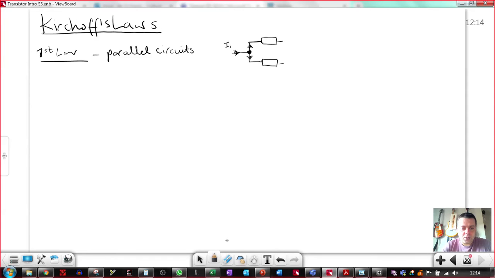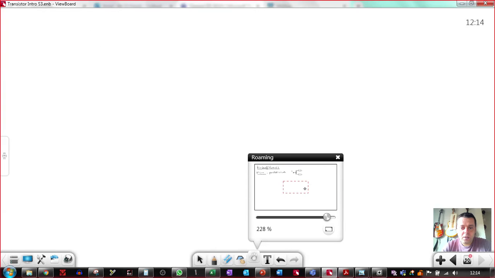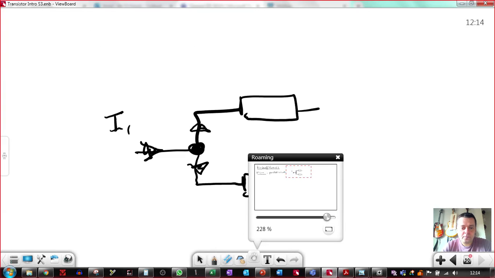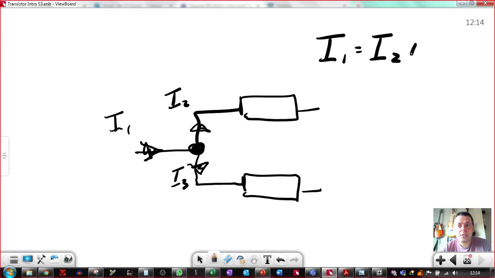Okay, so you could think of this as being I1. Let's zoom in on that a wee bit, make it a wee bit easier to see. Think of that as being I1. You could think of this one as being I2. You could think of this one as being I3. So Kirchhoff's law says that I1 will equal, in this case, I2 plus I3.